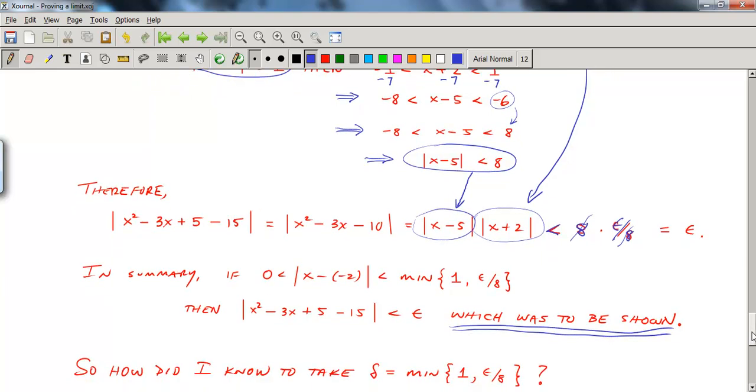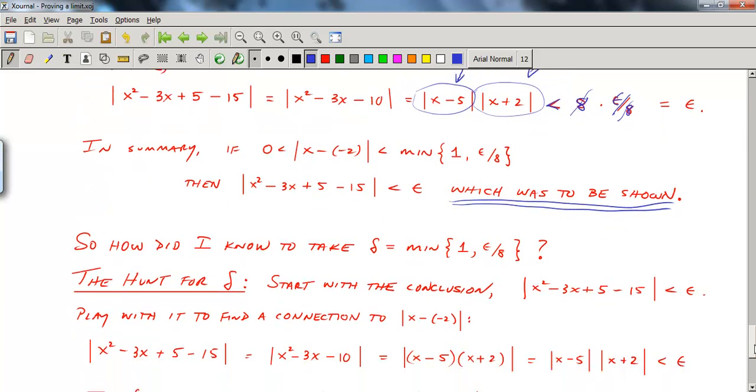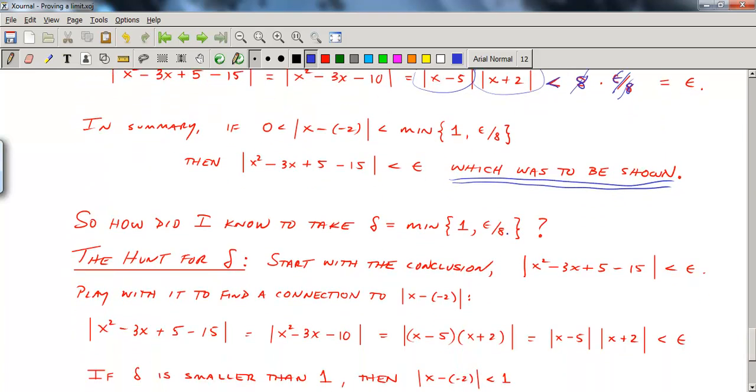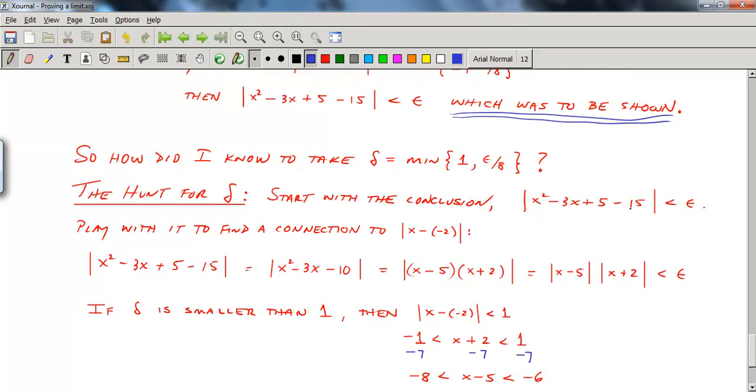So what remains is, how did I know to take delta to be the smaller of 1 and epsilon over 8? How did I know? Well, that's what I've been calling the hunt for delta. And typically we start with the conclusion. That is, we're trying to show this statement here, that the absolute value of f of x minus L is less than epsilon. So we're going to play with that conclusion until we can find a connection to the delta inequality, to the absolute value of x minus negative 2. So I start with the conclusion here. I combined terms, I factored, and so now I'm at this point.